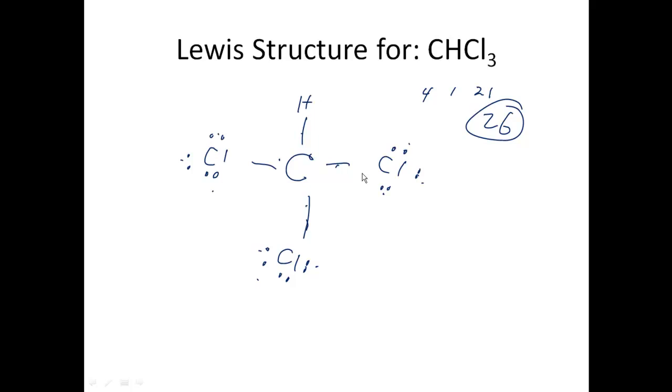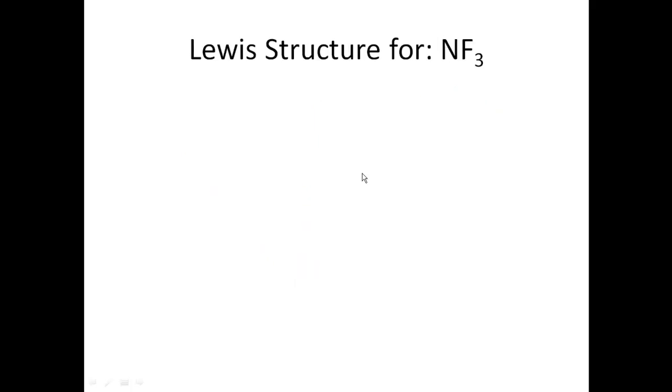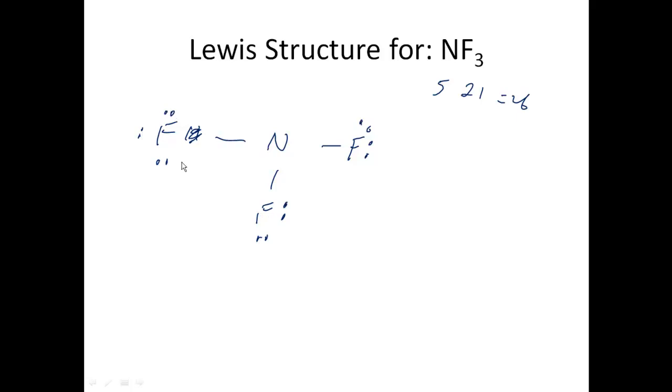We are done. How about NF3? Nitrogen has 5. Fluorine has 7, so that's 21. That's a total of 26. So we have nitrogen bonded to fluorine, bonded to fluorine, bonded to fluorine. That's 6, 8, 10, 12, 14, 16, 18, 20, 22, 24, 26. Everybody has 8. We are good to go.